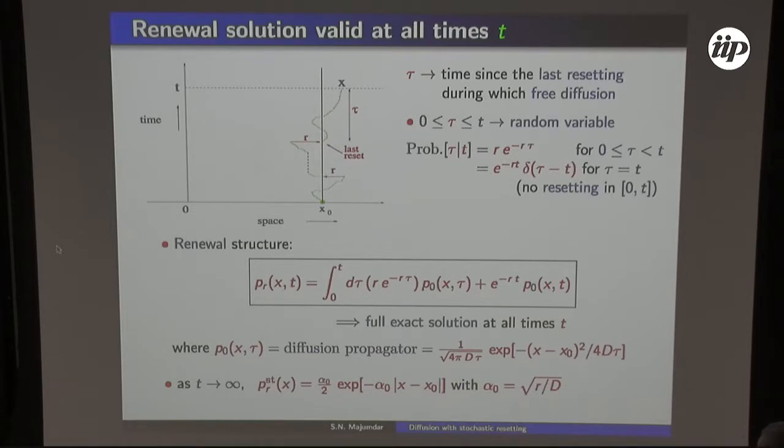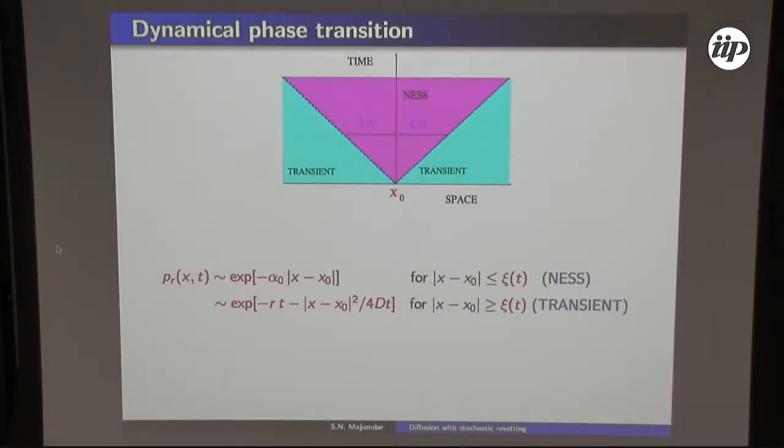And so let's analyze it for large t. How does it relax? Now, typically, most systems have a relaxation mode that relaxes exponentially to the steady state. Here also it does, but in a strange way. And the way it does, if we just analyze this full solution, is what you find.